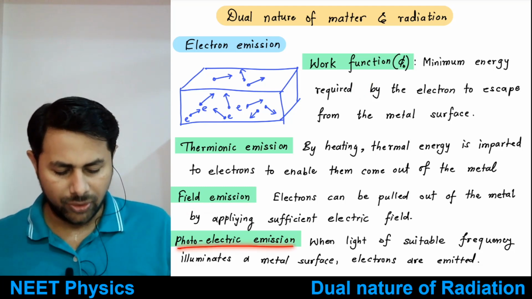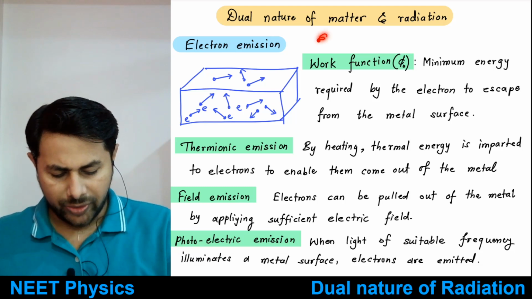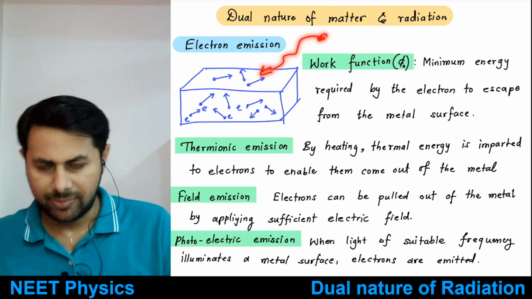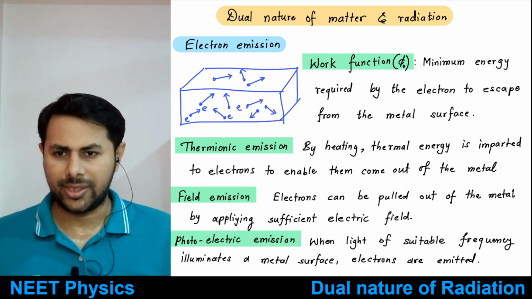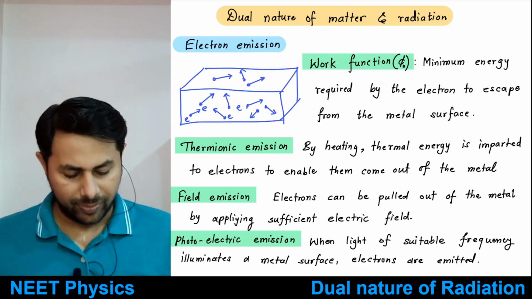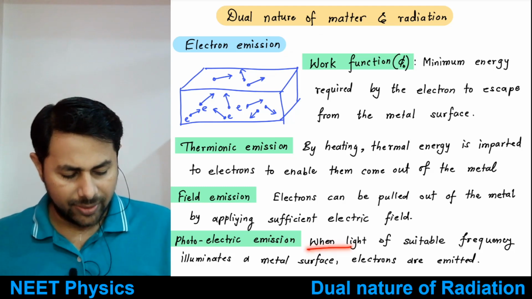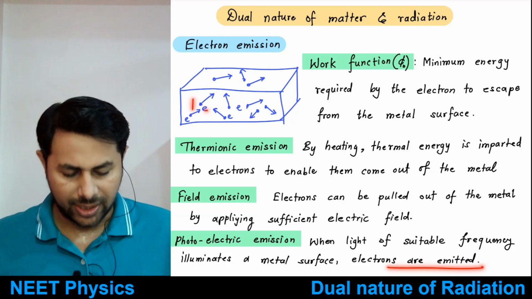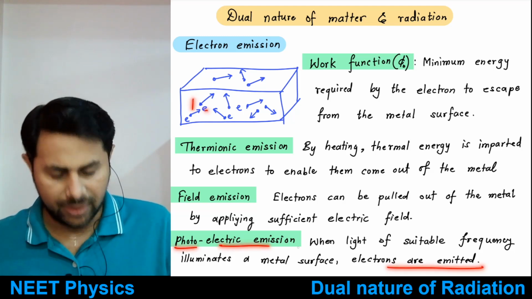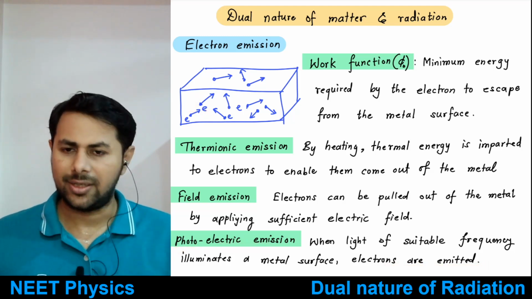And then there is photoelectric emission. What you can do is strike this metal surface with light, or electromagnetic waves, you can say. When light of suitable frequency illuminates this metal surface, the electrons are emitted. So this is known as photoelectric emission. Okay, is this thing clear, everyone?